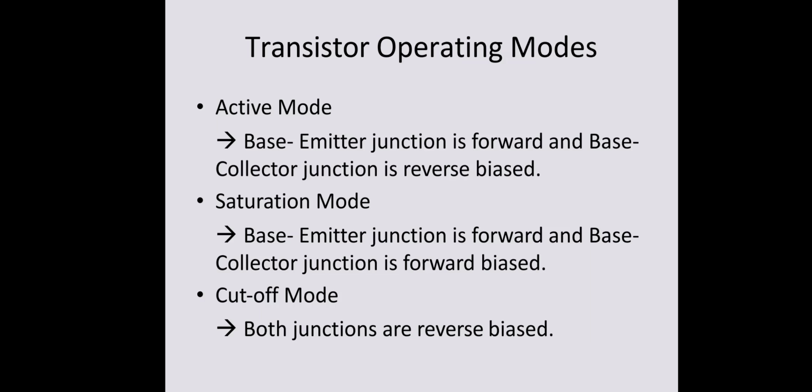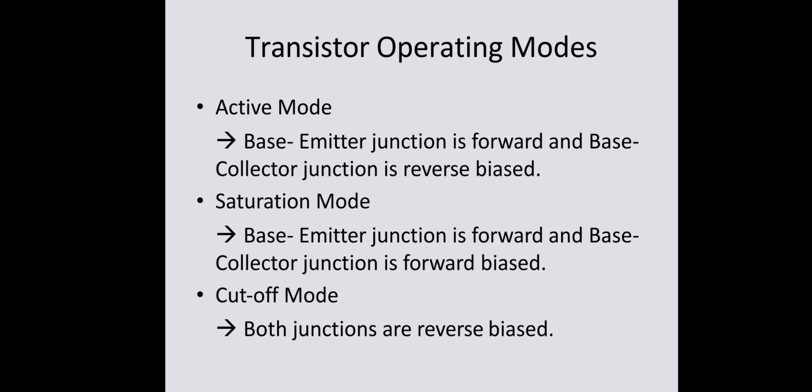Next we can see the different modes of operation of a transistor. The first one is the active mode, then the saturation mode, then the cutoff mode. The active mode means the base emitter junction is forward biased and the collector base junction is reverse biased. Normal working of a transistor is under the active mode only. Next is the saturation mode. In saturation mode, the base emitter junction is forward biased and the base collector junction is also forward biased.